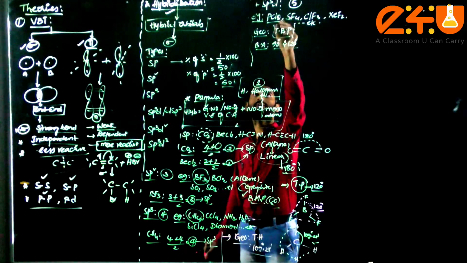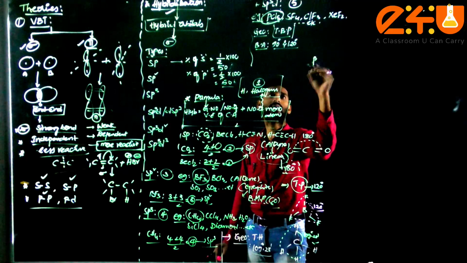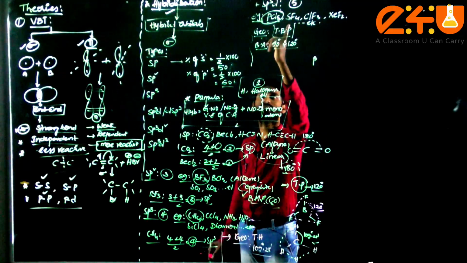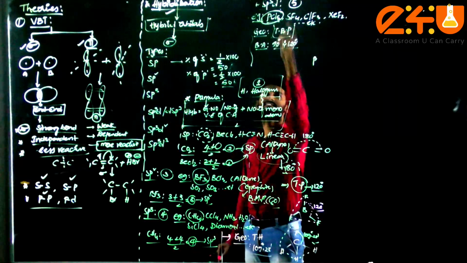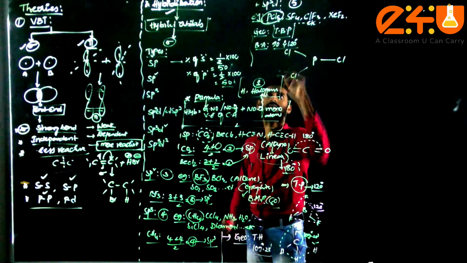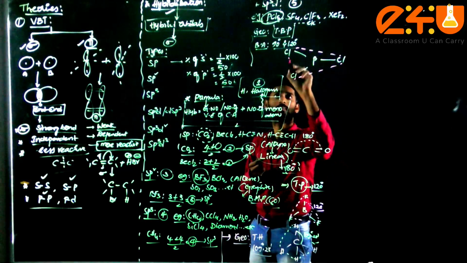Now let me take one example, PCl5. If you take PCl5, phosphorus is the central atom. Check whether it comes under sp3d or not: 5 plus number of monovalent atoms 5, 5 plus 5 divided by 2, that is 5. 5 means sp3d. Let me draw Cl here, Cl here, Cl here. Now I am connecting the bonds.